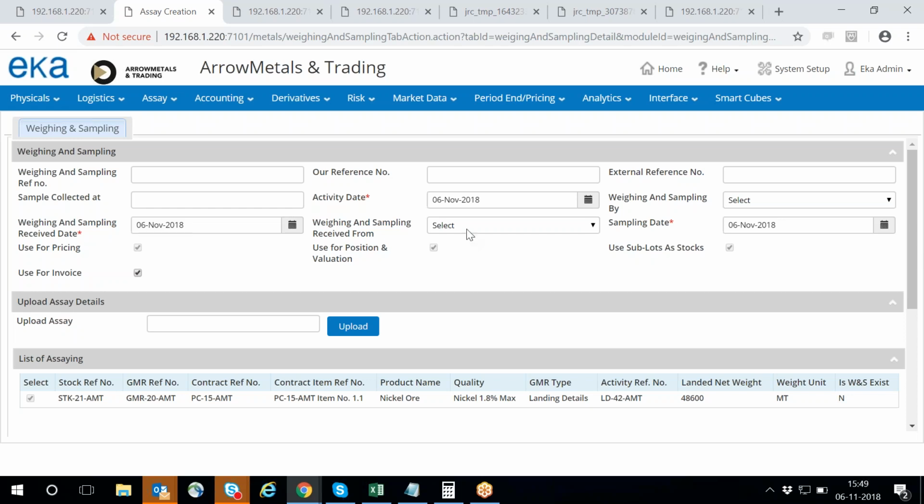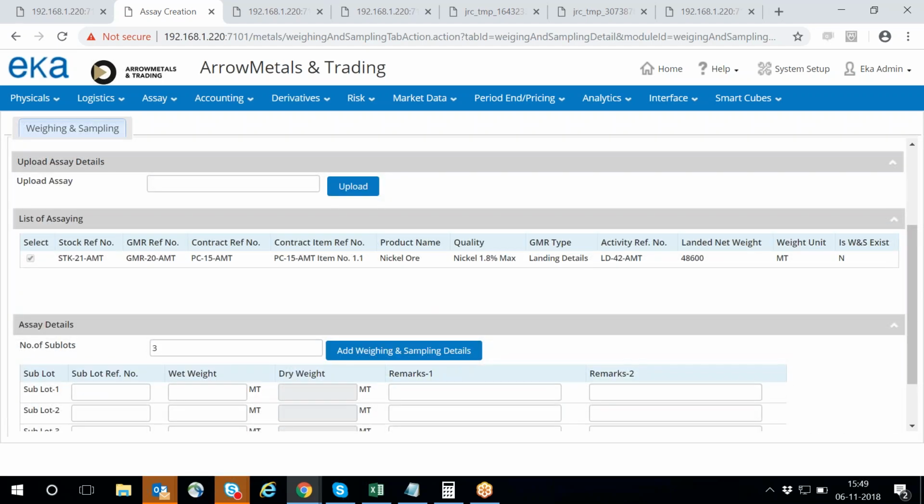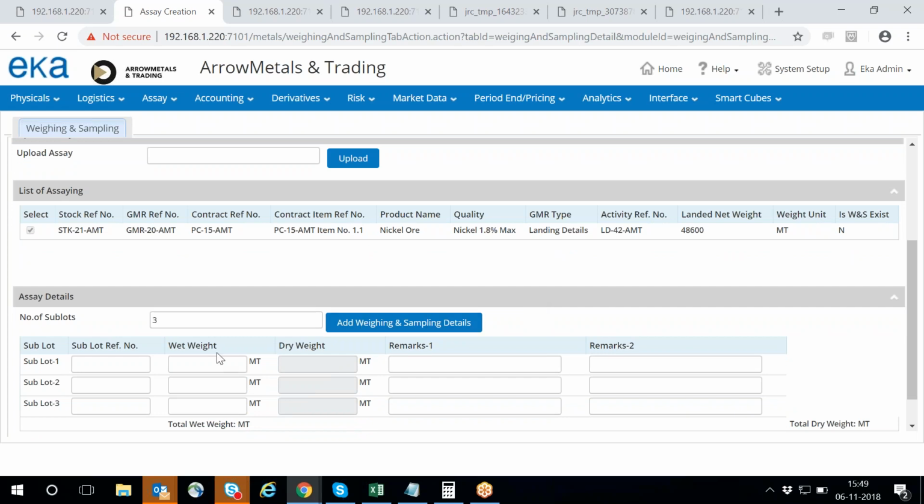So in transit you could put the loss in there, couldn't you? Yes, you can capture loss in weighing and sampling as well. Say for example, 48,600 is the landed weight, but actually during sampling you can say that I have received only 48,550. This again depends upon the contract tolerances, whether it is within tolerance limit or not. But yes, you can also register losses in weighing and sampling.